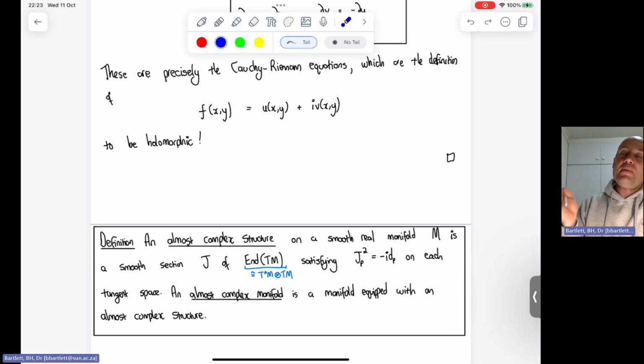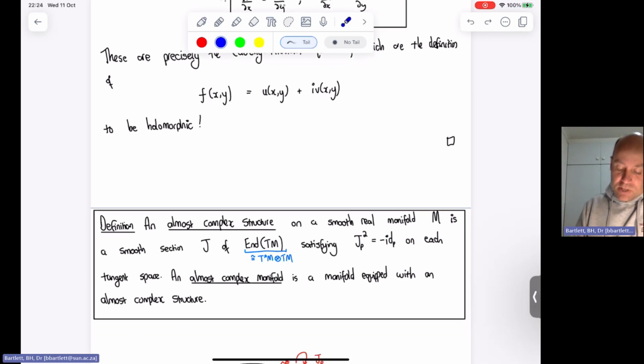What we're really doing is abstracting the property that multiplication by the complex number i has in the complex plane. What does it do? It rotates things by 90 degrees. So i squared is minus 1. I'm taking that equation and I'm sort of geometrifying it. I'm thinking of it as applying on each tangent space. And so I'm wanting to have a candidate for what multiplication by i is on the tangent space. At the moment, I've just got a real manifold, so there's no complex numbers in the game.